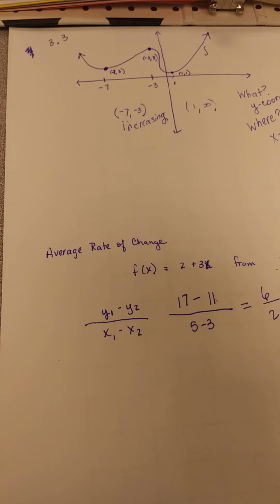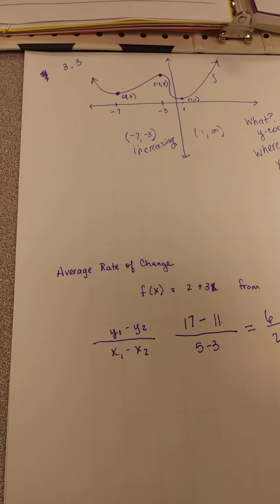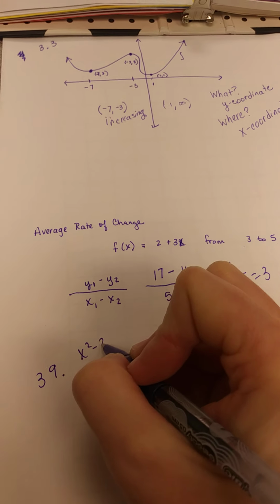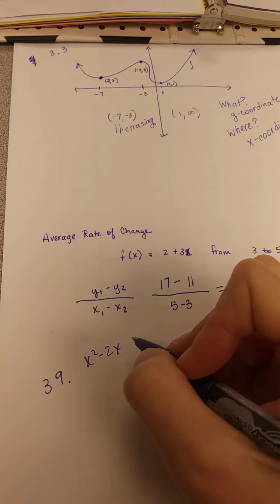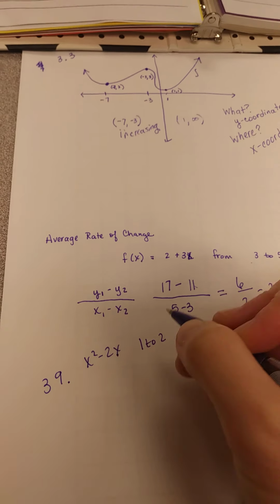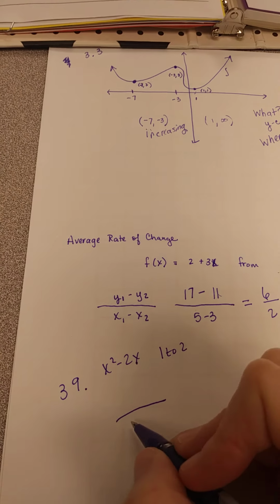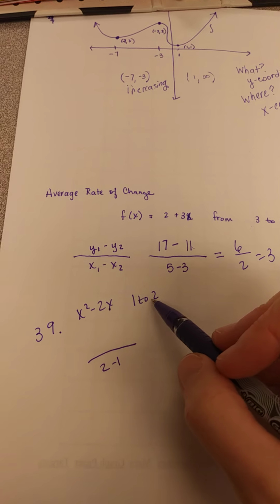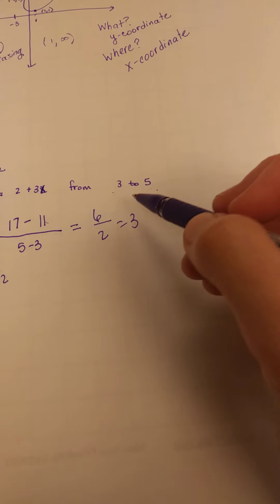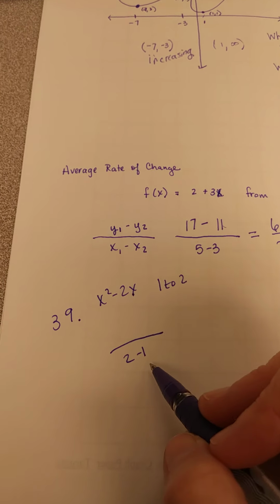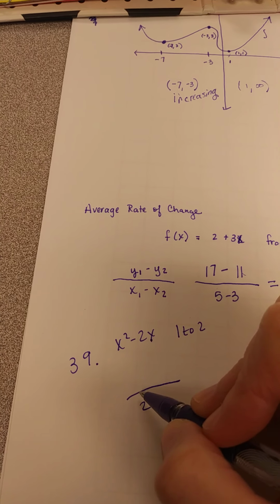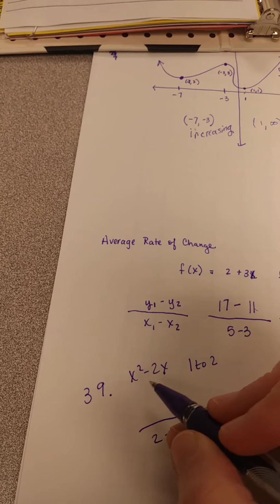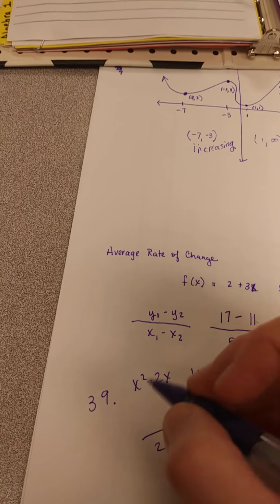So now I'm going to take one of your problems that you're supposed to do. I gave you 35 through 38. I'm going to do 39. X squared minus 2x, and we're doing it from 1 to 2. So on the bottom, I put 2 minus 1 because I like to put the big one first, but it's really up to you. So these two numbers go on the bottom just like before. And then in the top, I put where I plugged them in. So I plugged the 2 in. 2 squared minus 2 times 2. That's 4 minus 4, that's 0.